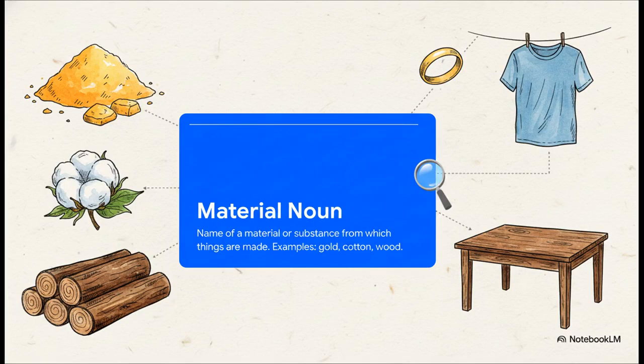So if a table is a concrete noun, what's it made of? That's where material nouns come into play. These are the names for the actual substances things are made from. So gold is the material in a ring, cotton is the material in a shirt, and wood is the material in that table. Basically, material nouns are the ingredients that make up all the concrete things.